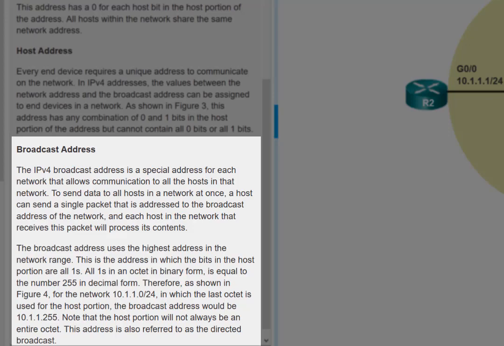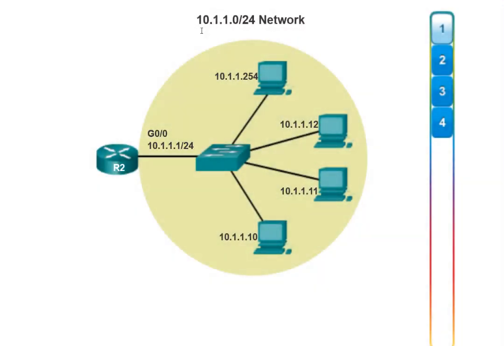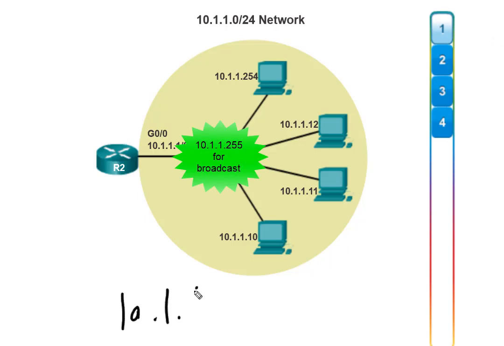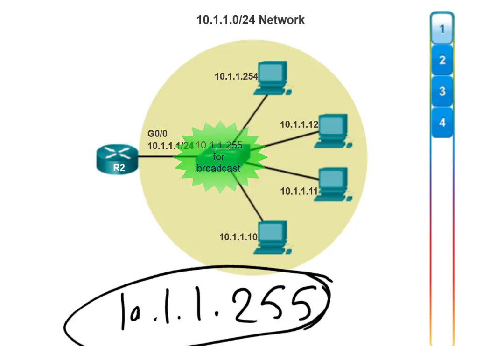So for example, in this network here, we have a network address which is 10.1.1.0/24. In that case, host addresses can get any address from 10.1.1.1 all the way to this number here, which is 10.1.1.254. And if any of these hosts want to send to all the other hosts, then this host will use the special address, the broadcast address, which is 10.1.1.255, and so on.